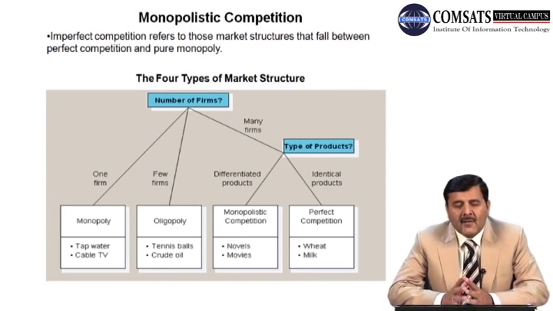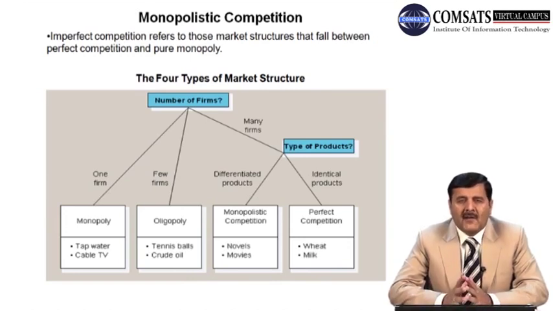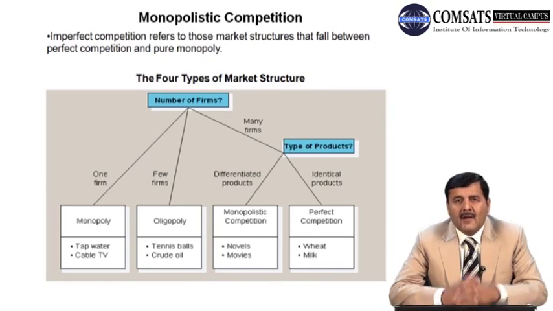So imperfect competition refers to those market structures that fall between perfect competition and monopoly, right? So we can explain the 4 types of market structure in the chart given on the slide.